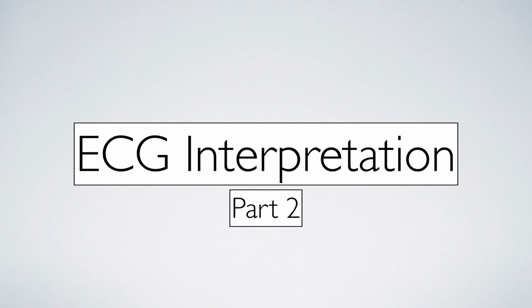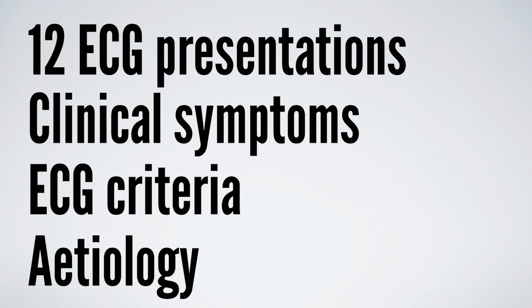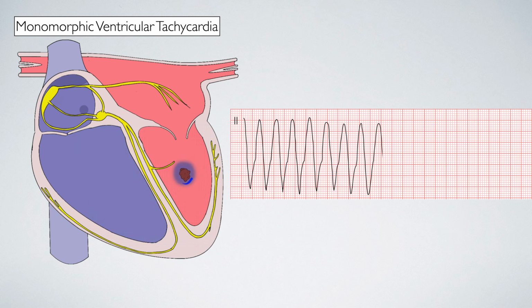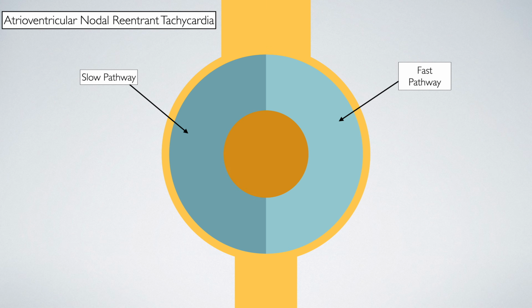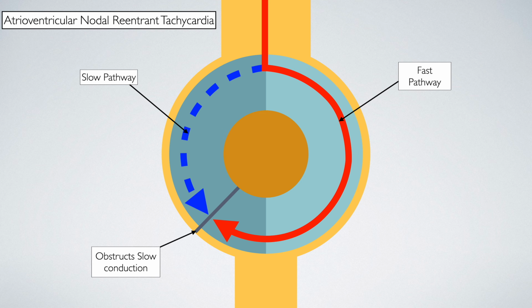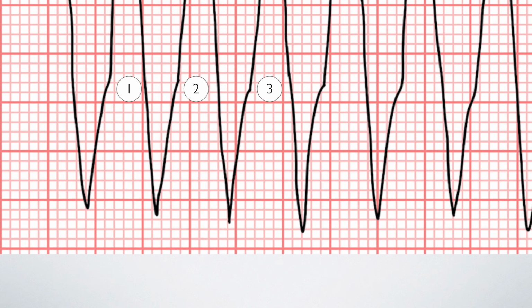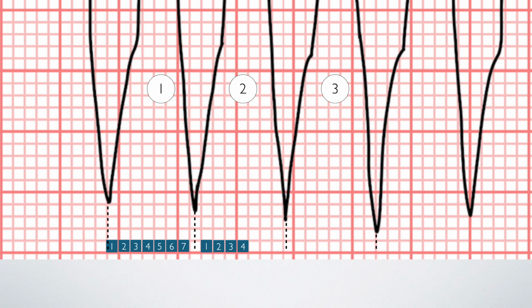In this episode, we're going to dive into a specific type of ECG abnormality, arrhythmias. We'll cover 12 common ECG presentations, the clinical symptoms, the ECG criteria, and etiology for each one. Along the way, we'll use animations to help us understand what is happening in the heart whilst these arrhythmias occur, and how to practically interpret ECG waves.